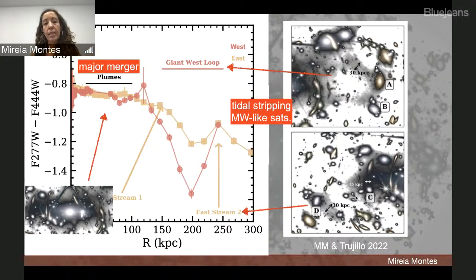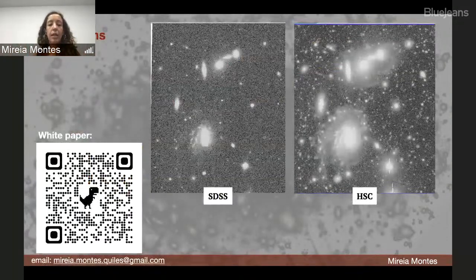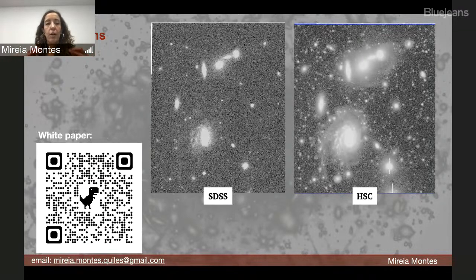So, in summary, with JWST, we've been able to see the diversity of processes that are building the intracluster light. But of course, it's only one cluster, so we need Roman in order to explore more and more clusters. So, I leave you with the QR code for the white paper. And if you take anything from this talk, I hope that it is that the low surface brightness universe is an important piece to understand how galaxies form and evolve. Thank you very much.